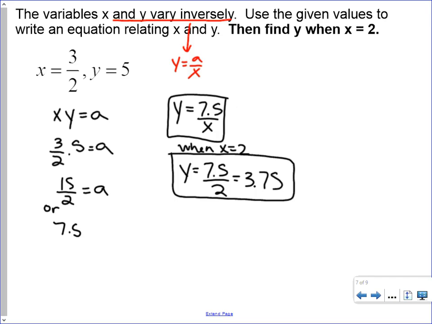To get started on that problem, you have to decide, do you want your final answer to look like y equals a times x, or do you want your final answer to look like y equals a divided by x? And then job number 1, find a.